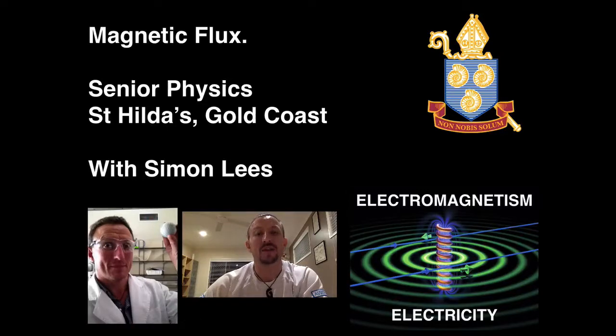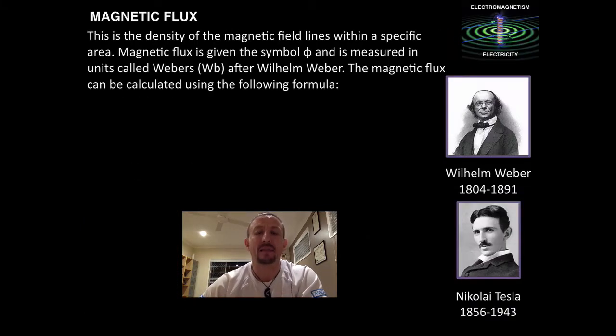Hi there and welcome to this video for Senior Physics on electromagnetism and electricity. In this video we're going to explore the phenomenon of magnetic flux. Now basically, magnetic flux was discovered by Wilhelm Weber, 1804 to 1891. There's a photo of him on the right hand side.